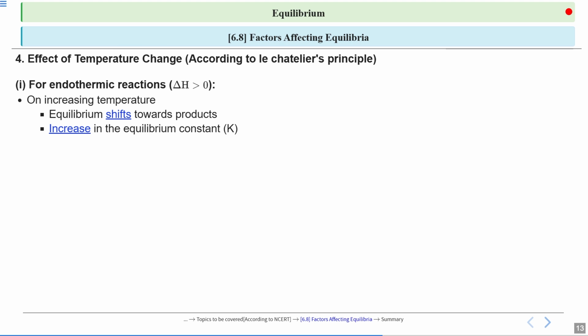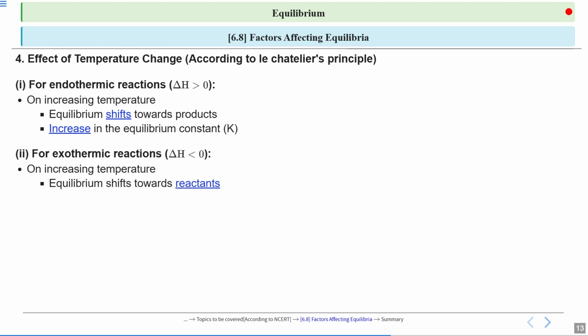We have talked about this in the Van't Hoff factor situation. What will happen in the case of an exothermic reaction where delta H is less than 0? In that condition, if you increase the temperature, then the reaction will move backward, because if it is exothermic in the forward direction, that means it is endothermic in the backward direction. So the extra heat which you have provided will be consumed if the reaction proceeds backward. So we will say the equilibrium shifts towards reactant, in the backward direction. What will happen to the equilibrium constant? You will see a decrease in the equilibrium constant. Got it?